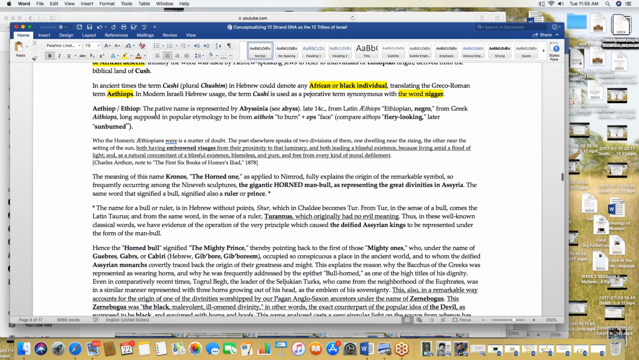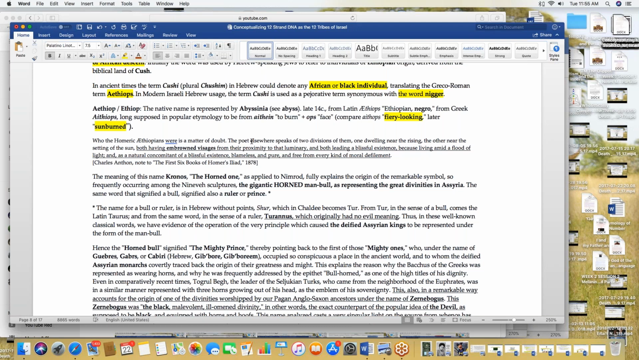Ethiop, the native name is represented by Abyssinia, late 14th century. Ethiopian, Negro, from the Greek Ethiops, again from the word aithein, to burn, ops, the face. In other words, fire looking. And that takes us back to the word ur, flame, sunburned, or burned by light energy.